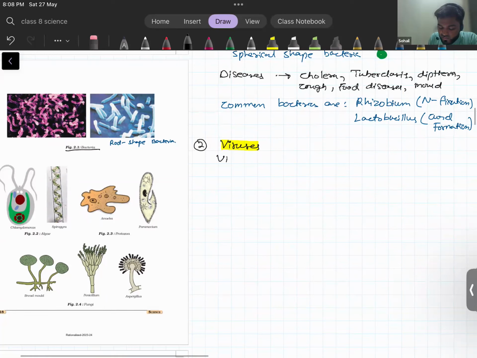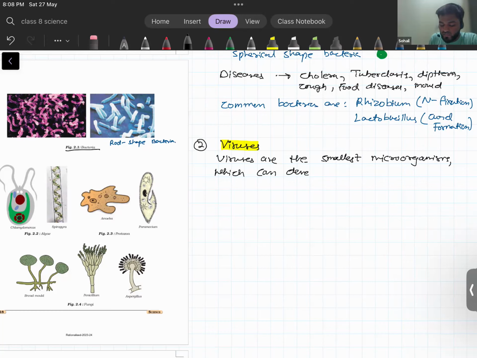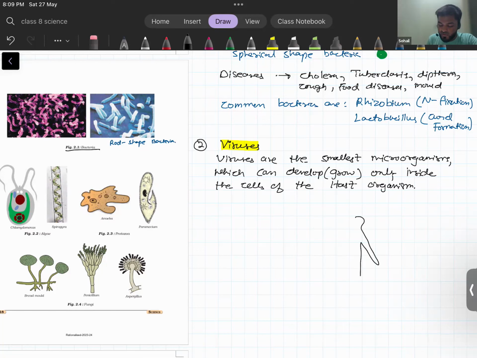So you need to say that viruses are the smallest microorganisms which can develop only inside the cells of the host organism. By develop, I mean growth and reproduction. Let's say this is a human body. Once a virus enters the body of this human, it will enter the cells of the human body and start to reproduce there. That's how viruses spread.